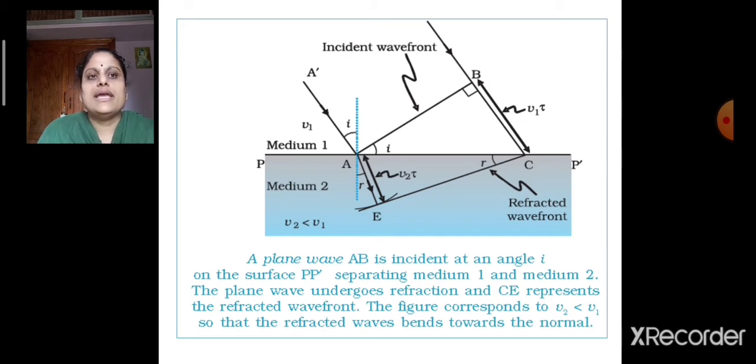Angle BAC will be equivalent to angle of incidence I, since the angle between the rays A dash A and the normal will be equivalent to the angle between AB and AC, since they are the angles of the perpendiculars. In a similar way, angle R will be equivalent to angle ACE.